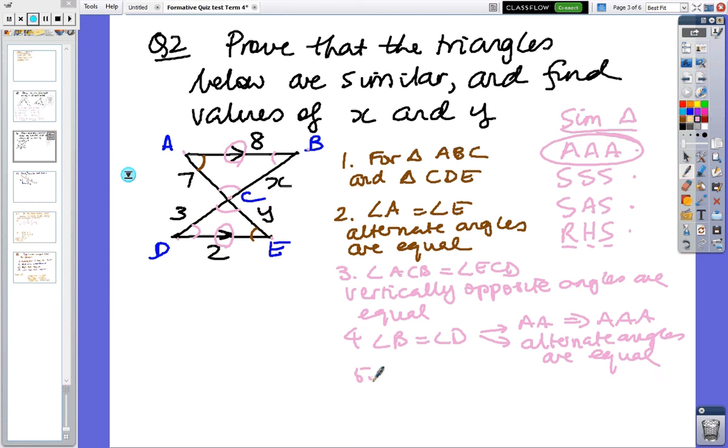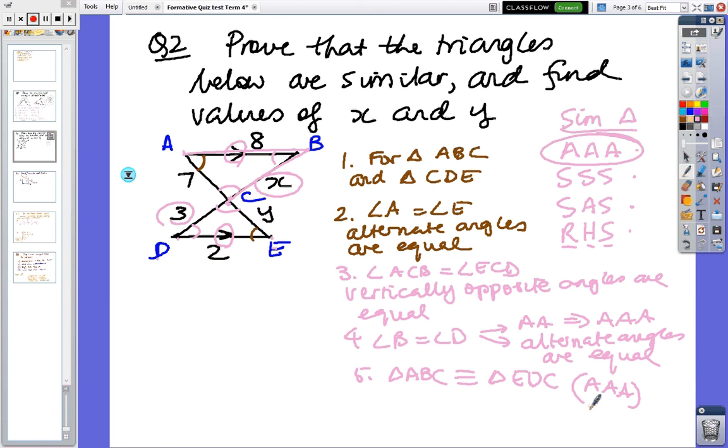Now, not so important with letter order, so A, B, C, so A, B, C, so we're going to go, this side is going to match with this side, so we're going to go E, D, C. And the reason was AAA.